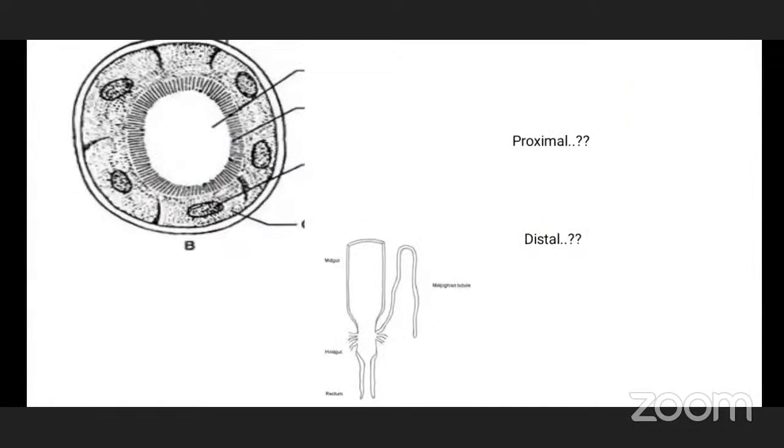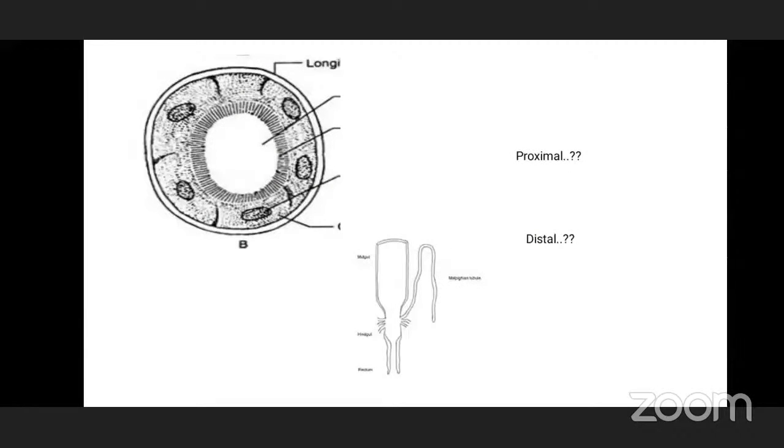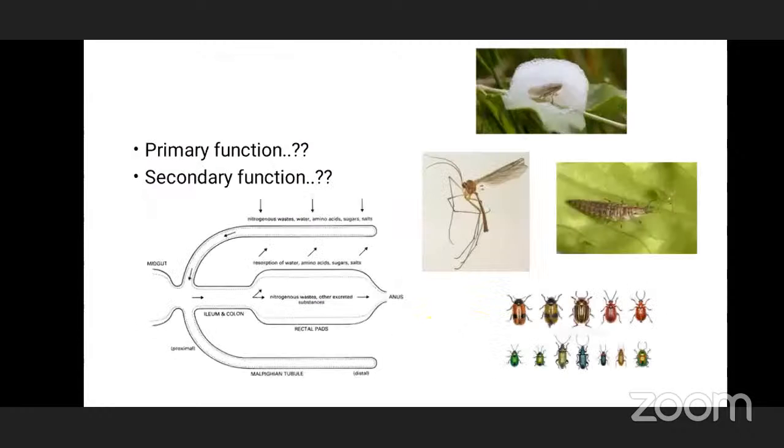So what is this proximal part known as? What did I say? Proximal region: brush border. And the distal one will have a honeycomb border. Yes, brush border, honeycomb border.